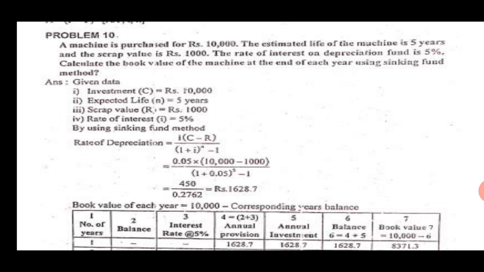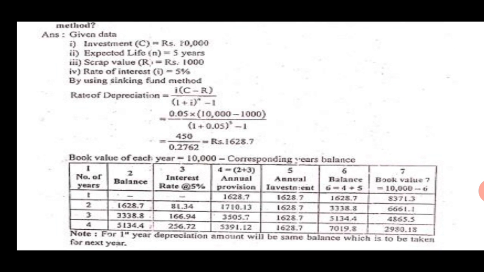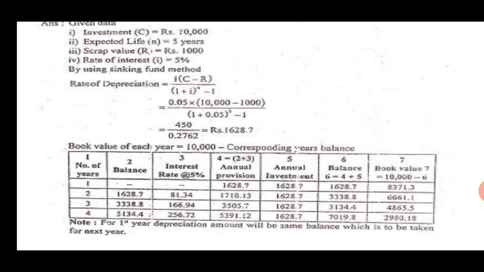So investment C is equal to 10,000 rupees. Expected life N is 5 years. Scrap value R is 1,000 rupees. Rate of interest is 5%. Please remember, when you write 5%, you should write 0.05. This step is very important, otherwise you will go wrong. So the rate of interest is 0.05 or 5%.